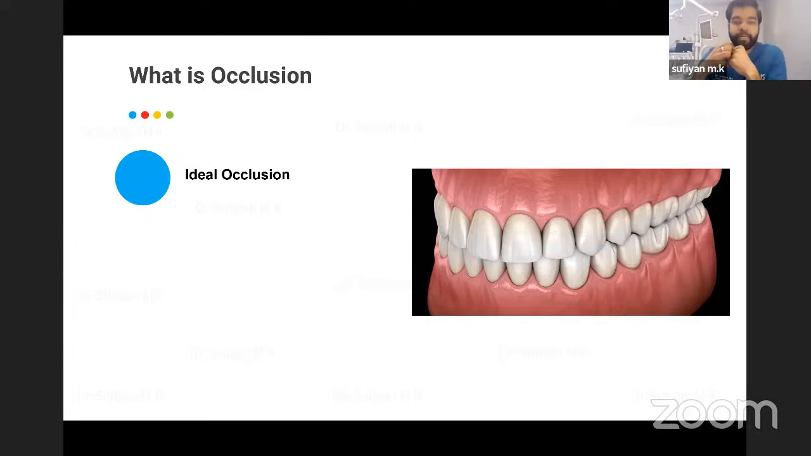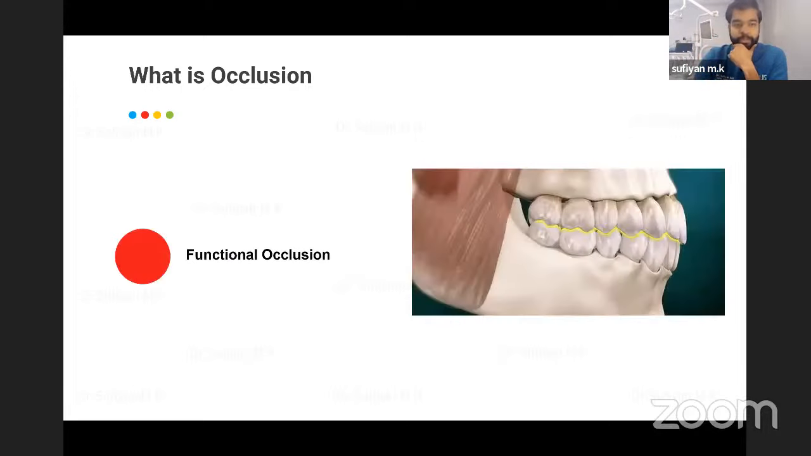What is this definite pattern? We all know ideal occlusion: the mesiobuccal cusp of the upper first molar coincides with the mesiobuccal groove of the first molar in the mandibular arch, right? So this is the ideal occlusion. Can we achieve this? Yes, that's what we are aiming at in a quadrant rehabilitation or in a full mouth rehabilitation.